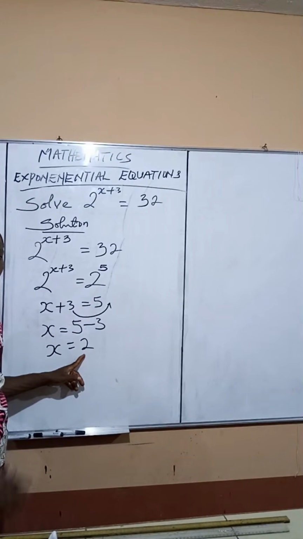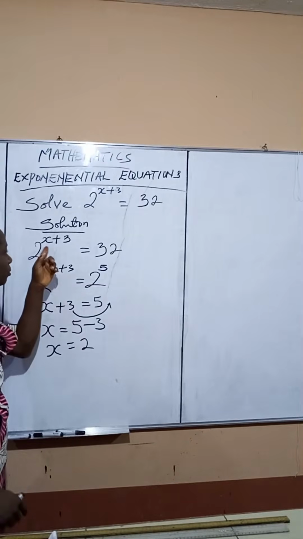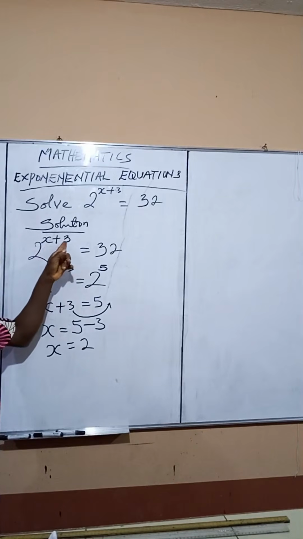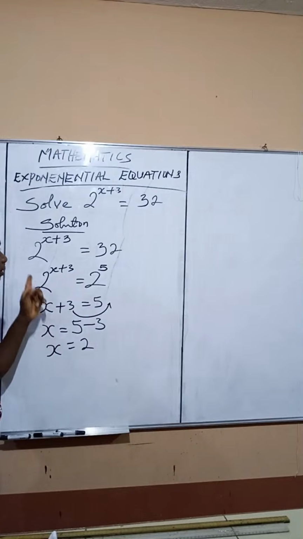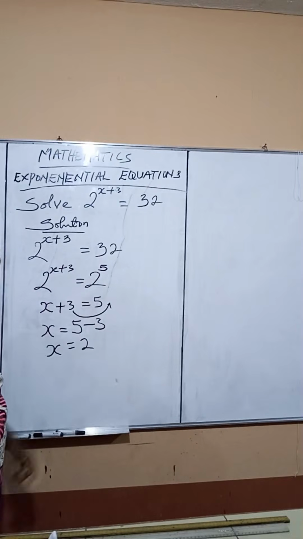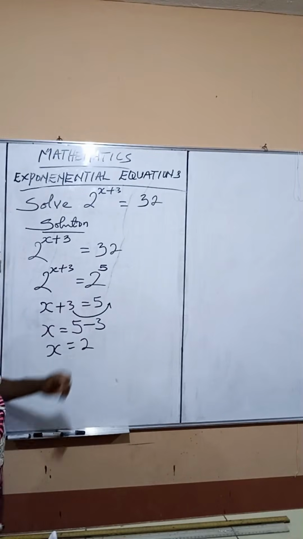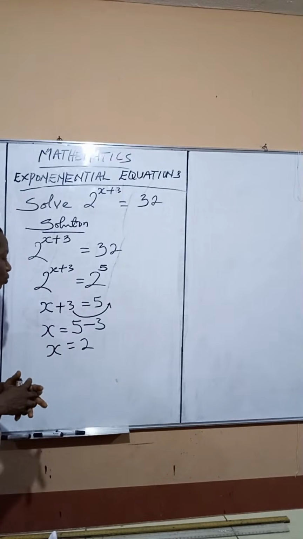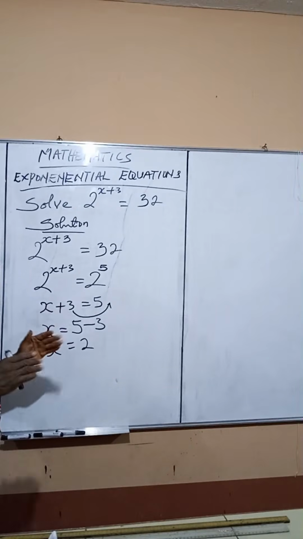If you want to check if you are correct, bring these two, put it here. 2 plus 3 is 5, and 2 raised by 5 is 32, just like we have proven it before. So that is the solution to the question. I do hope it is well understood.